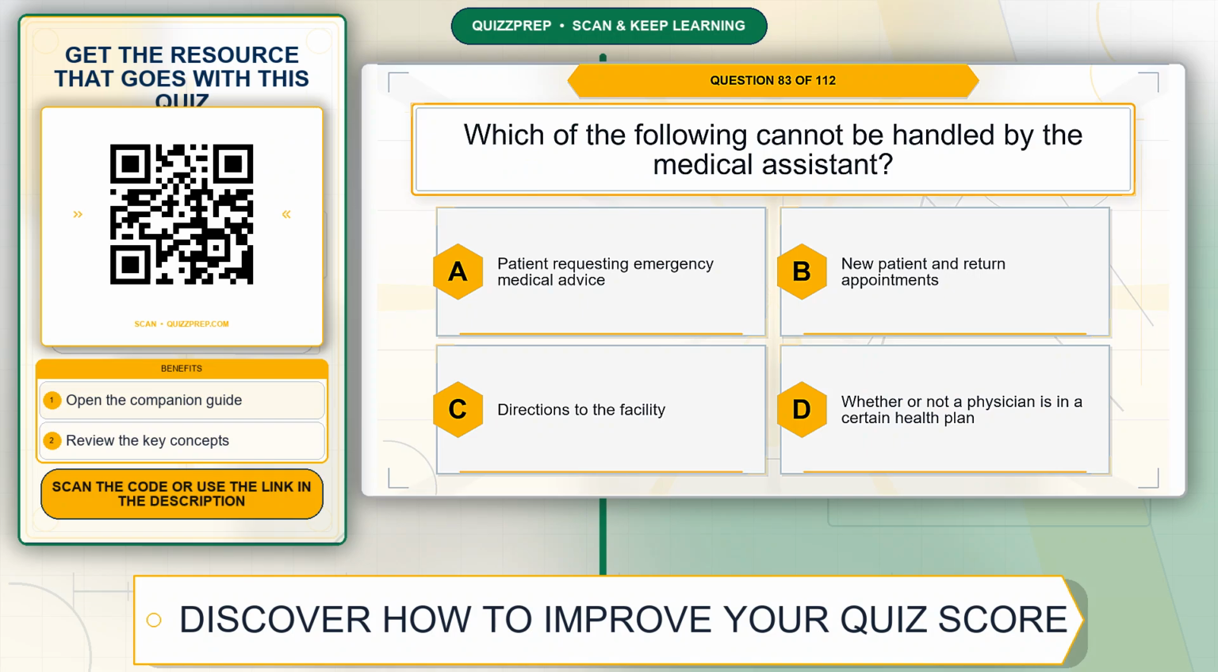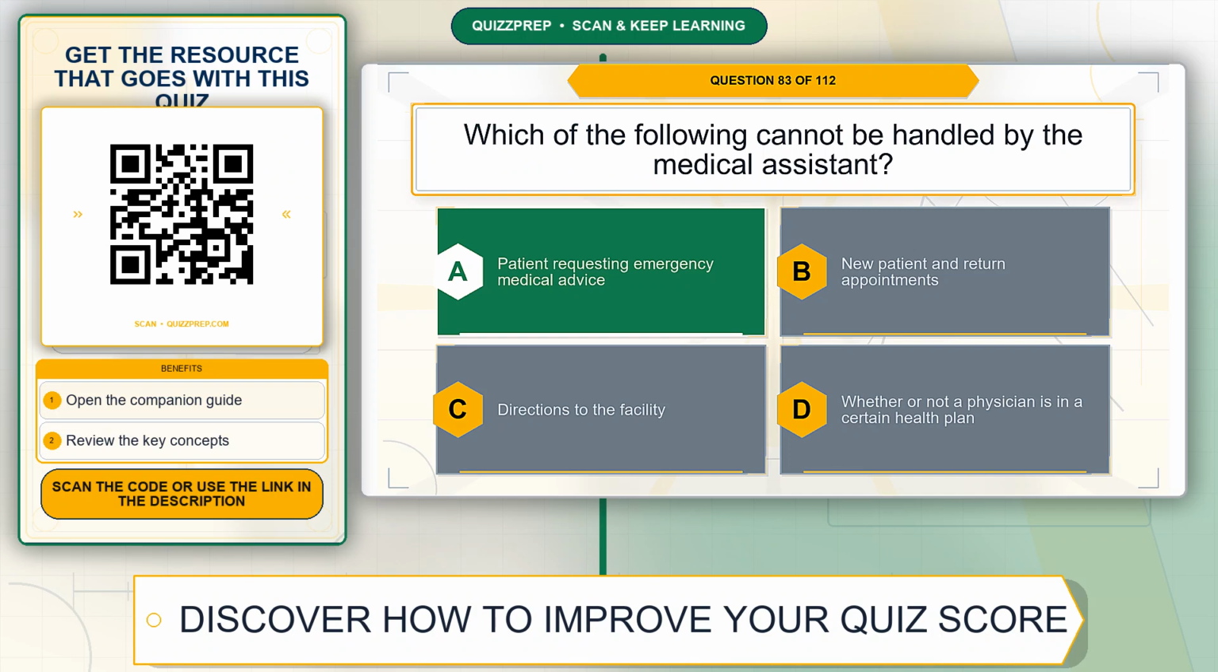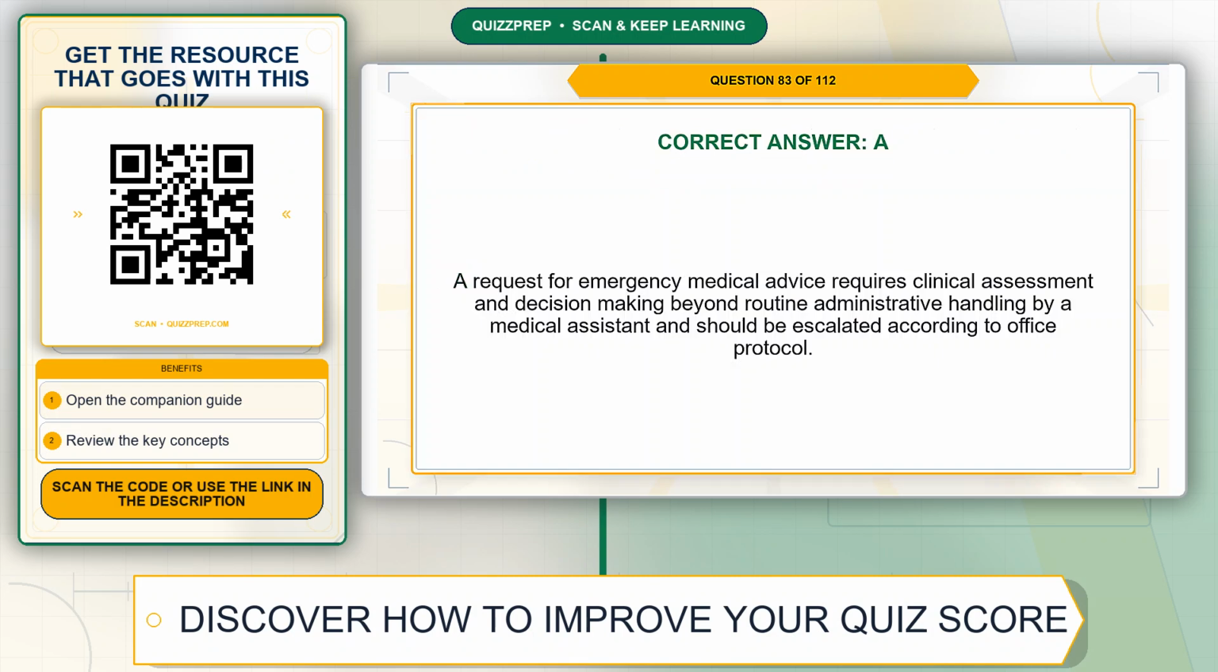Question 83. Which of the following cannot be handled by the medical assistant? Option A, patient requesting emergency medical advice. Option B, new patient and return appointments. Option C, directions to the facility. Option D, whether or not a physician is in a certain health plan. The correct answer is option A, patient requesting emergency medical advice. Explanation. A request for emergency medical advice requires clinical assessment and decision-making beyond routine administrative handling by a medical assistant and should be escalated according to office protocol.